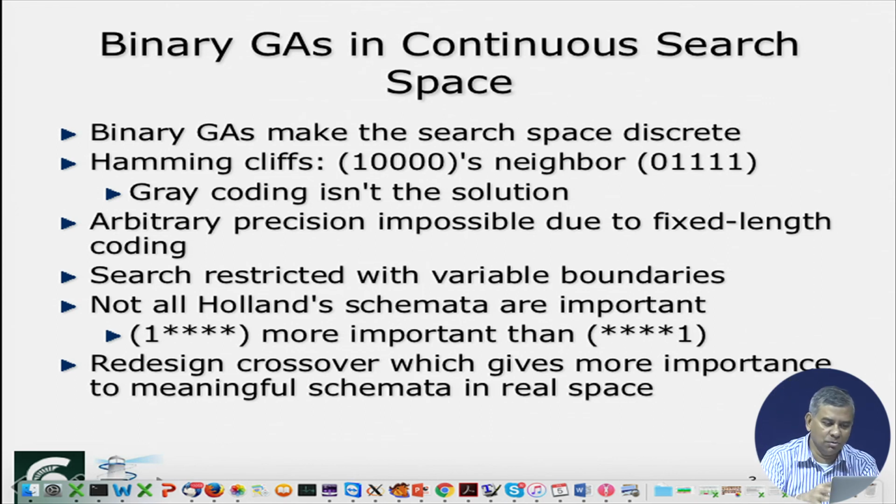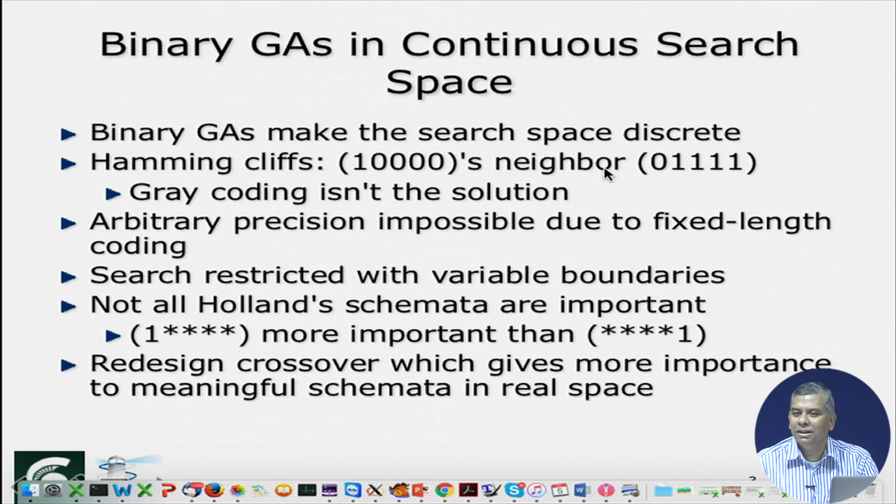So that's what I'm talking about here. Plus there is a Hamming cliff concept, which is if you take a 5-bit string and I have, let's say, one string that says 1 and all zeros, what does it decode to? 16. What does this one decode to? 15. So they are neighbors in the decoded space, that means in the X space. They are neighbors. But is there any similarity between the two strings? Completely different. Every place is different.